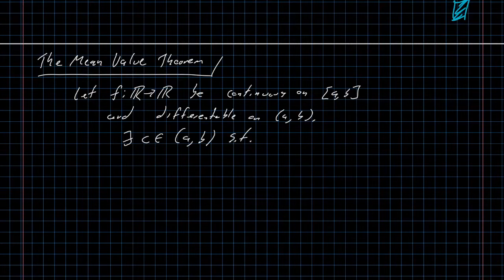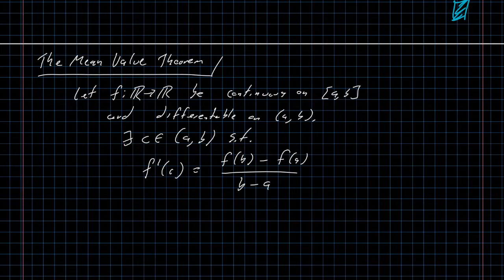And I claim here that there exists a c in the interval from a to b such that f prime of c is equal to f of b minus f of a all over b minus a. I think this takes more understanding what I'm claiming than actually proving. So let's start there.